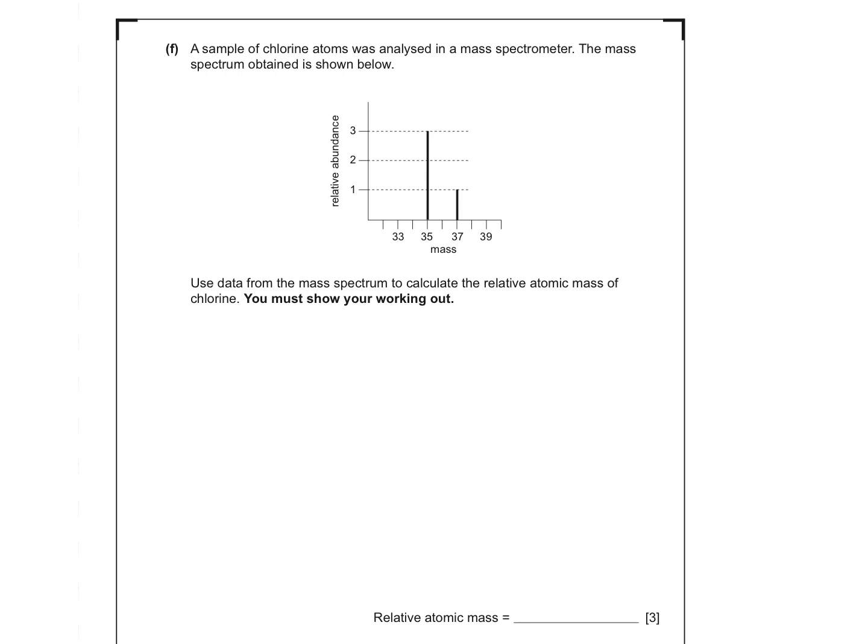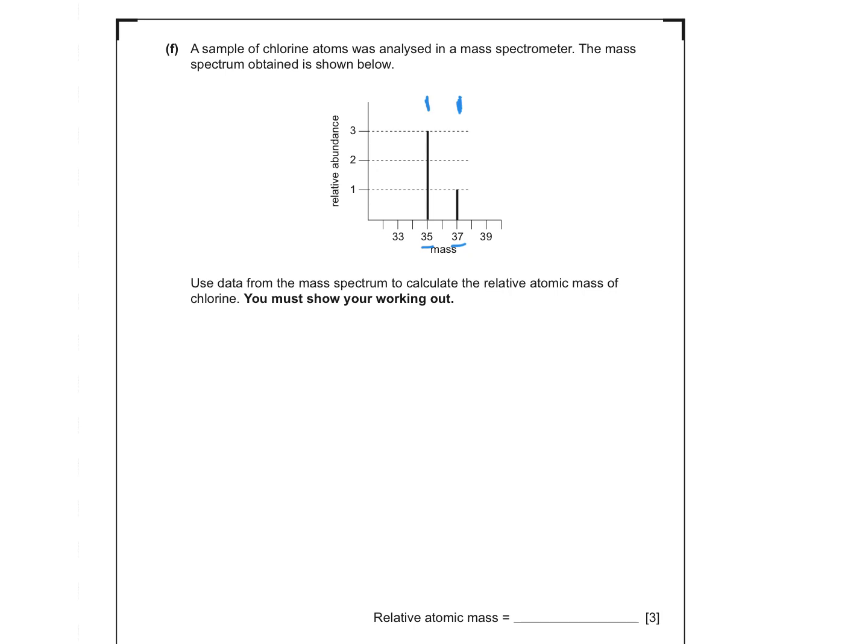Okay, part F, and working out the relative atomic mass. So we can see from the spectrum that there are two peaks, one at 35 and one at 37. So that tells us there are two isotopes of chlorine. One has a mass of 35 and the other has a mass of 37. So when we calculate the relative atomic mass, the answer has to fall between these two numbers. So if you do a calculation and it's lower than 35 or more than 37, you've done something wrong.